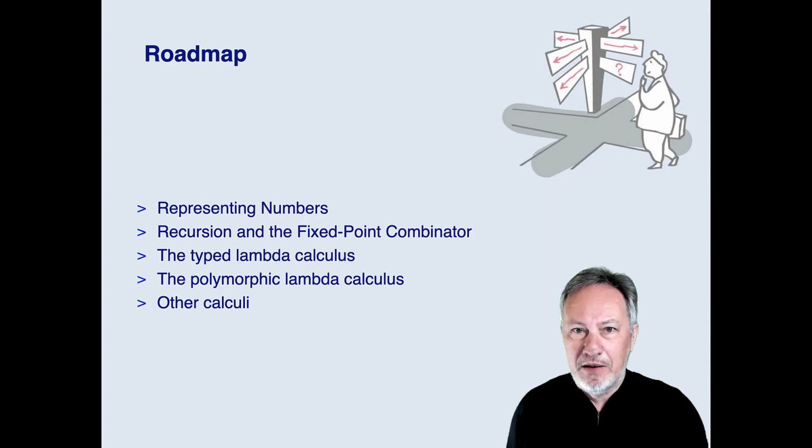The outline for today: first of all, we'll look at the problem of how to represent numbers in the lambda calculus. We'll be looking at the standard representation of numbers in the lambda calculus, and we'll see that in order to do this, we'll need to model recursion, and in particular, we need a so-called fixed point combinator. We'll dive fairly deep into that and see exactly how the fixed point combinator works and gives us this power of modeling recursion. Then we'll take a diversion.